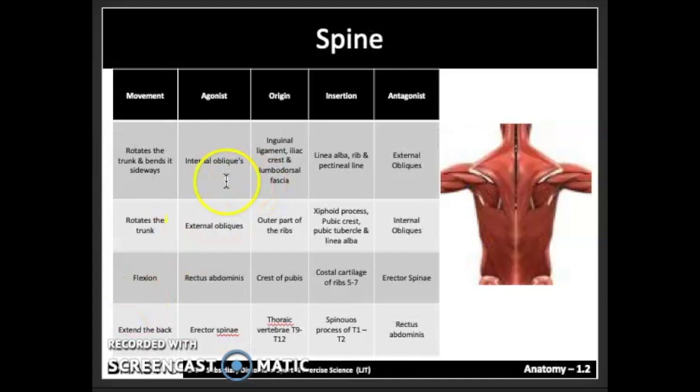In the spine, there are agonists such as the internal obliques, external obliques, rectus abdominis, and erector spinae. As you can see on the diagram here, movements such as rotating the trunk and bending it sideways. The origin in this movement is the inguinal ligament, iliac crest, and lumbodorsal fascia. The insertion is the linea alba, rib, and pectineal line, and the antagonist and agonist are the internal obliques and external obliques.